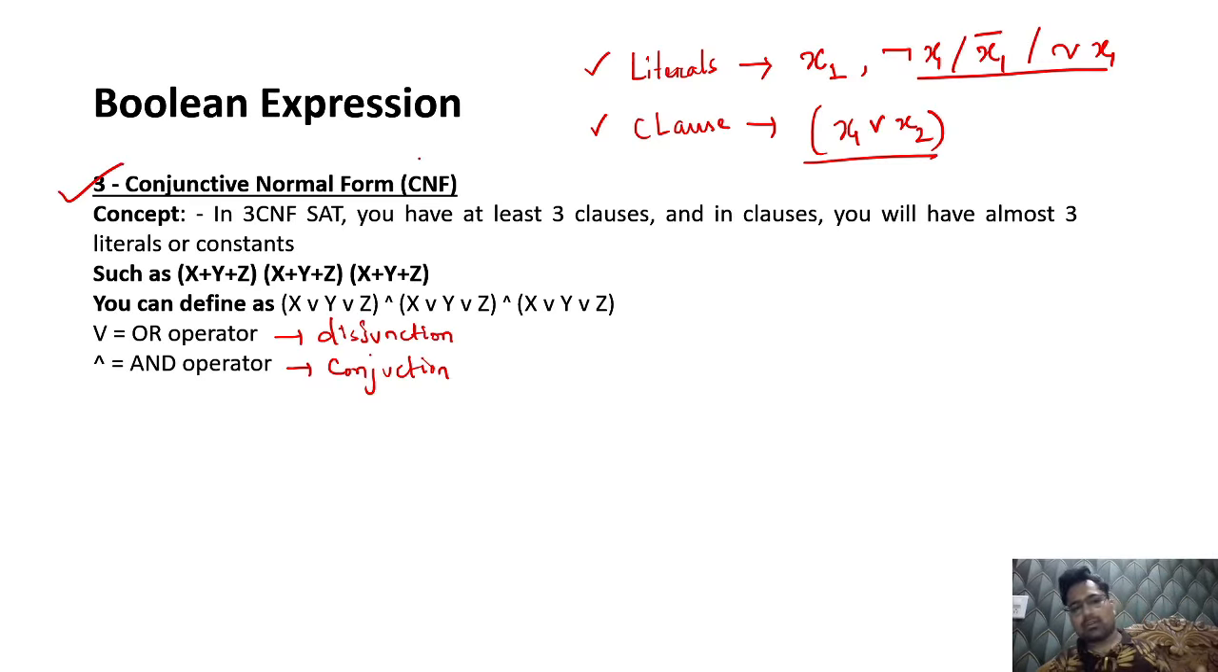Then we go towards the normal form, where it says at least three clauses. Clauses should be three, not more than that. Clauses means three different brackets we are going to use, as well as within that at most three literals or constants. Three literals must be there, or three different clauses, then only we can say it is 3CNF.